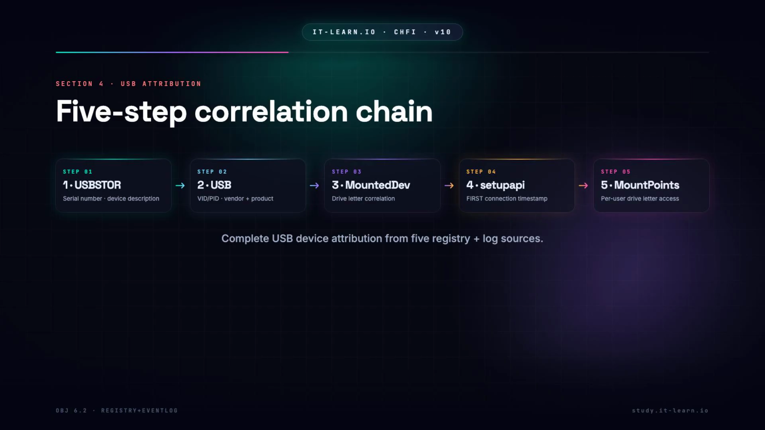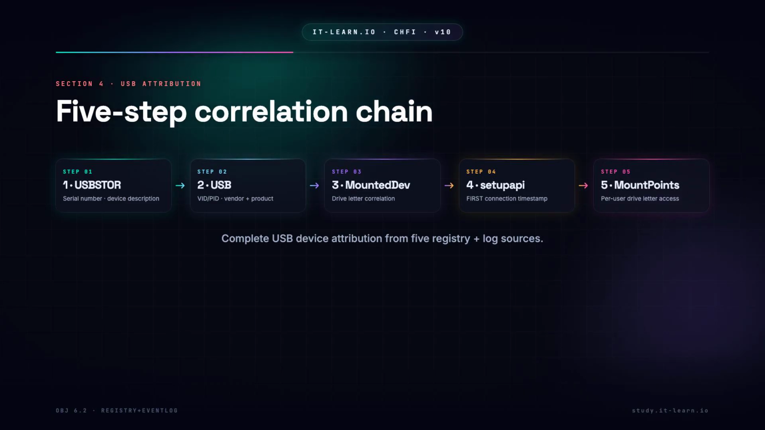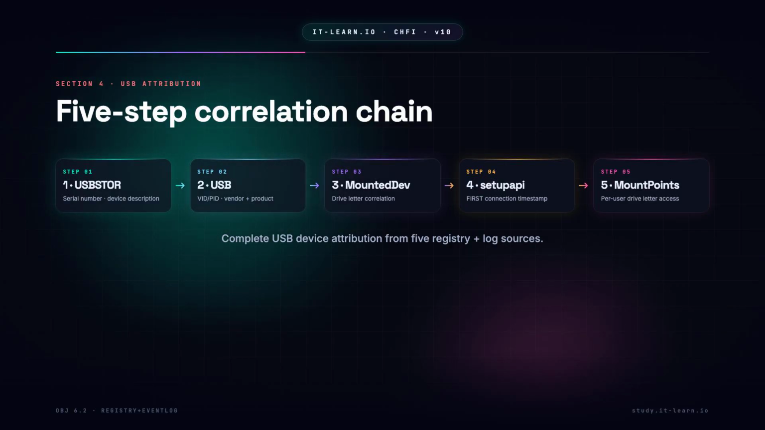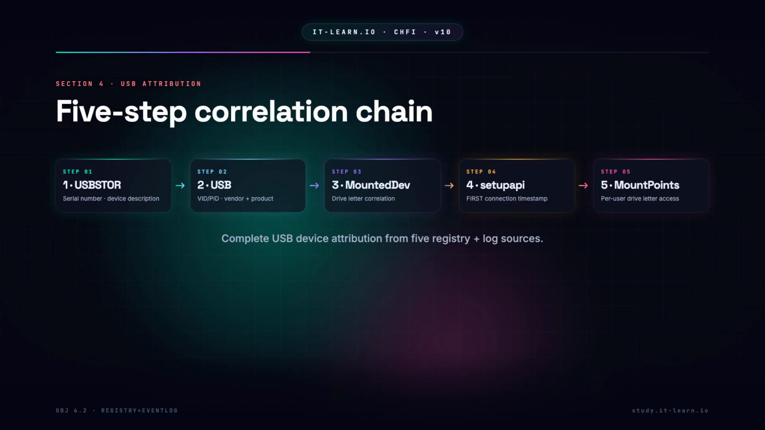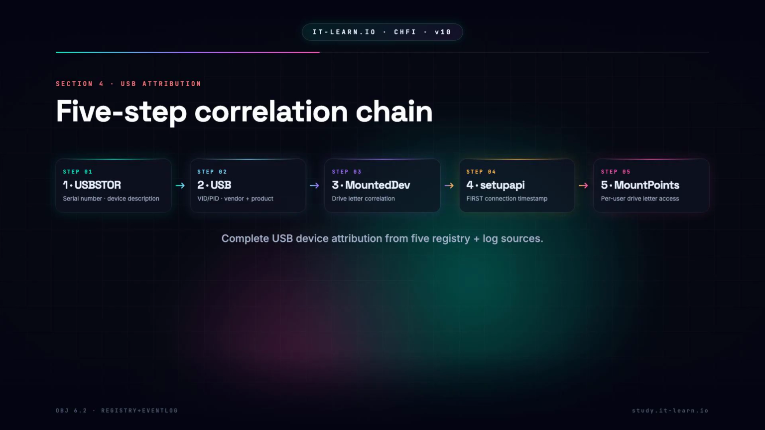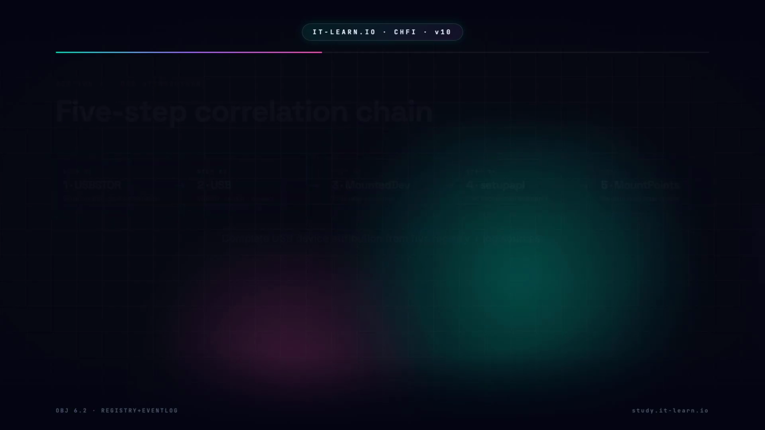The correlation process for attribution. Step 1, USBSTOR, gives you serial number and device description. Step 2, USB key, gives you vendor and product IDs. Step 3, mounted devices correlates to the drive letter. Step 4, setupapi.dev.log gives you the first connection timestamp. Step 5, NTUSER MountPoints2 gives you per-user drive letter access. 5 sources, 1 USB drive, complete attribution.